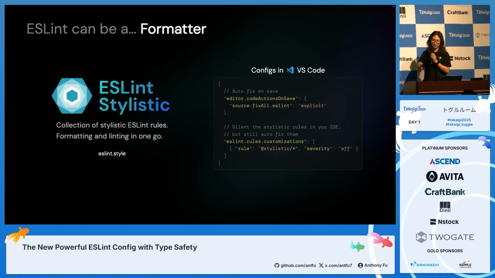So with the indentation, you no longer get red squiggly lines underneath, but when you save it, it's still formatting for you. So it behaves more like a linter. For example, we can silence all the stylistic rules in the IDE, but we still get all the benefit from auto fixing. I guess there will be a similar option for other code editors if you are not using VS Code. Okay.